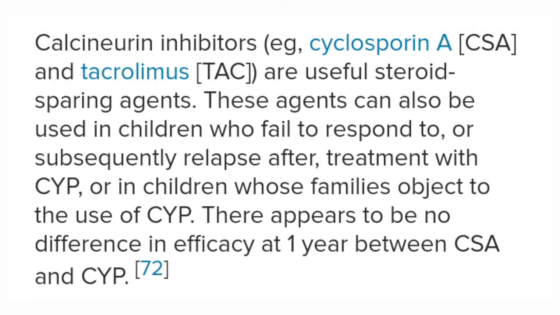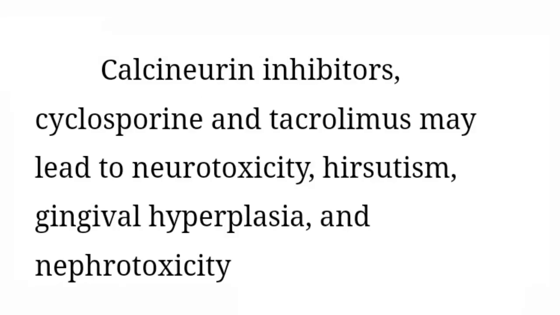Next is the calcineurin inhibitor. It includes cyclosporine and tacrolimus. These are recommended as initial therapy for children with steroid-resistant nephrotic syndrome and are also given in frequent relapsers and steroid-dependent children. Children must be monitored for side effects. The side effects of calcineurin inhibitors are hypertension, nephrotoxicity, hirsutism, and gingival hyperplasia. These also cause renal damage, so mostly we go for renal biopsy before starting these calcineurin inhibitors.